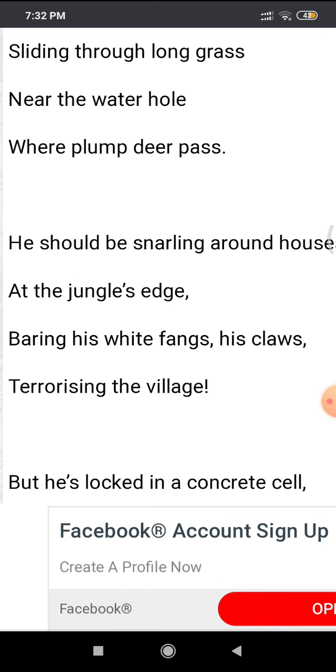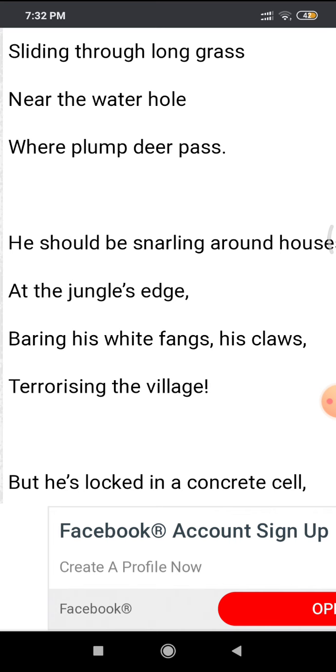Okay, and his terrible feet, you can see, terrible claws, you can see, while moving here and there in the jungle. Okay, and he would thus become a cause of terror for the villagers. Had the tiger been in the jungle, he might have been frightening the villagers, might have been showing his white fangs and terrible claws, and that would be a cause of terror in the village.